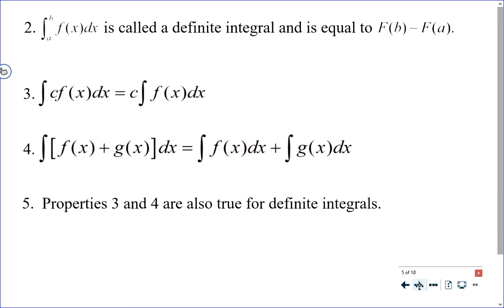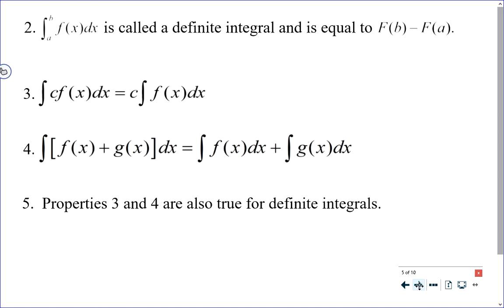Number two, the integral from a to b of f of x dx is called the definite integral of the function. And again, it's equal to the antiderivative at b minus the antiderivative at a. So essentially, when you find a definite integral, you are evaluating the integral and you get a value for it, a number. When you are asked to determine an indefinite integral, what you're coming up with is a general expression for an antiderivative.